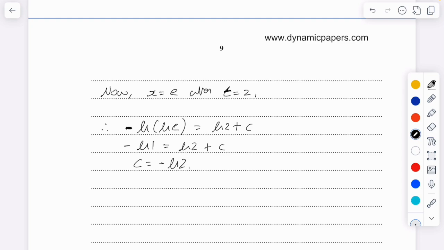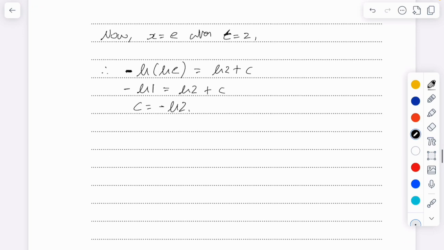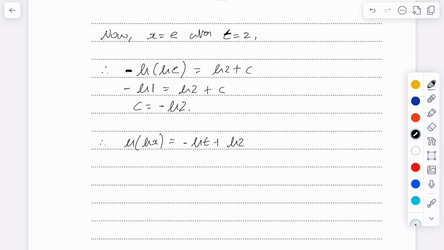So putting this all together now, guys, what we get is therefore ln of ln x is equal to negative ln t plus ln 2. And now this is a part that's going to trip people up a bit, because you've got ln of ln x, what do we do now?